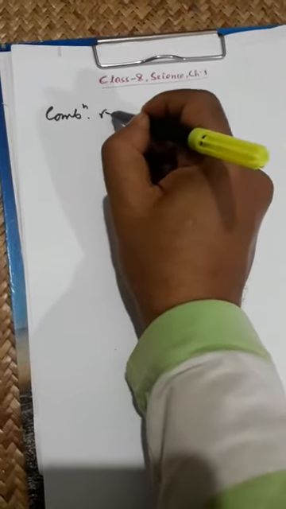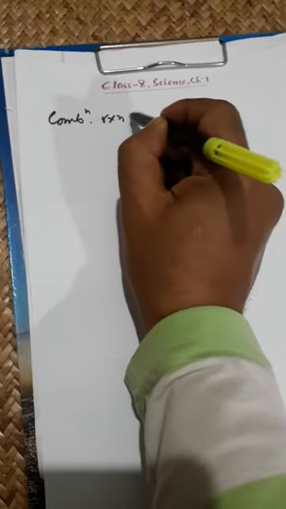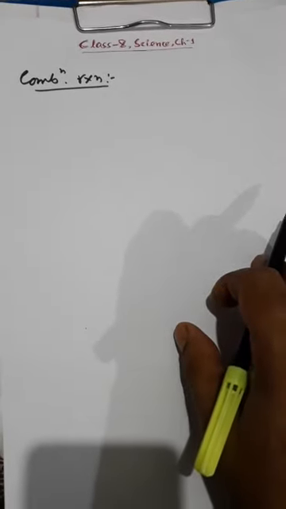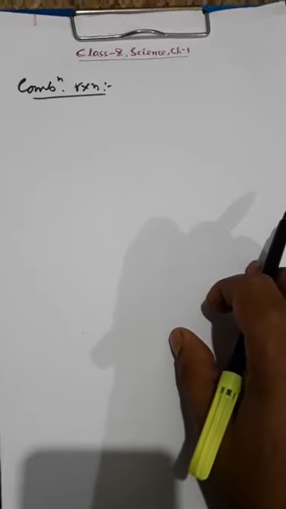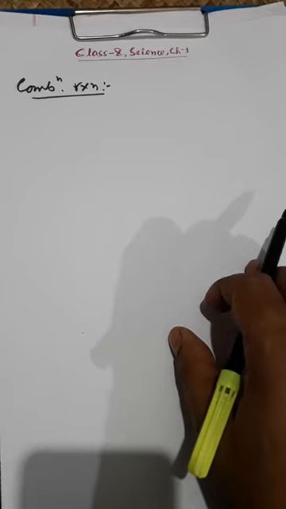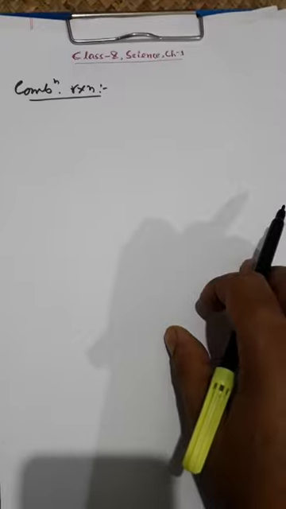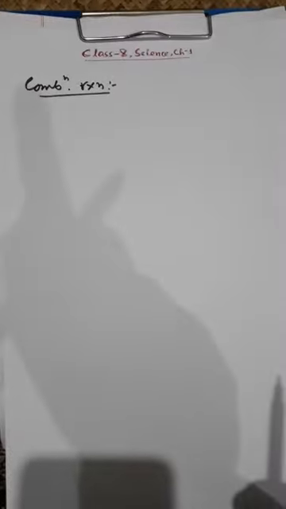Combination reaction. I am not writing the definition because the definition is already in your book. I am giving the examples by which you can easily understand which reaction is combination, decomposition and so on. The combination reaction is the reaction in which two or more substances combine to form a single product. Only one product will be formed in a combination reaction.